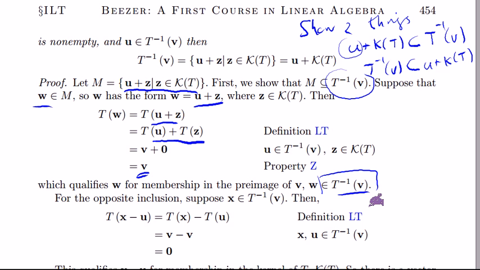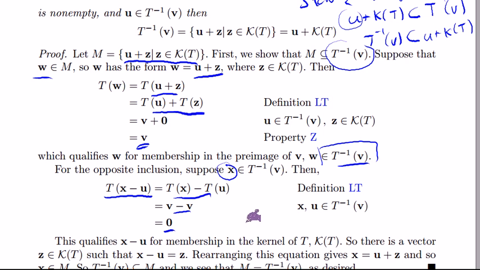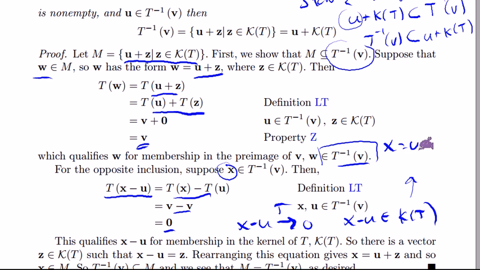Okay. Now, on the other hand, let's take any x that's in T inverse of V. All right, then you can take T of x minus U. Using linearity properties, you find out that that's 0. So that means that x minus U maps to 0 under T, and that means that x minus U is in the kernel. So if x minus U is in the kernel, that means that x is in U plus K of T. All right, and that's exactly what we wanted to show.